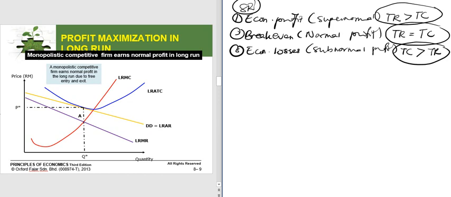And in the long run, we assume that monopolistic competitive firms will earn normal profit, or they will be at break even. Why? Because monopolistic competitive firms have a lot of competitors. Their products have a lot of substitutions, so it's hard for them to make supernormal profit or huge profit, like what a monopoly can do. A monopoly can earn supernormal profit in the long run because they don't have any competitors. So for monopolistic competitive firms, we assume that they earn a maximum of normal profit.